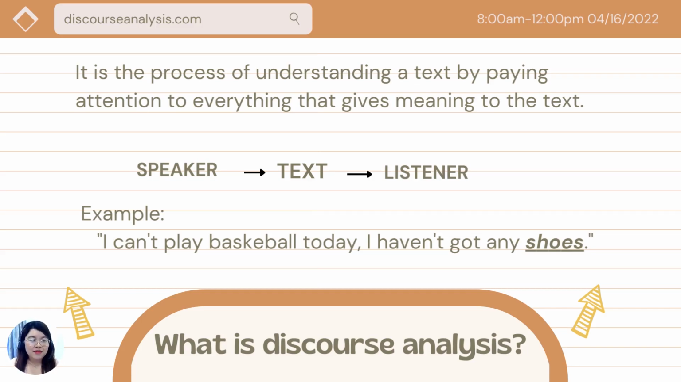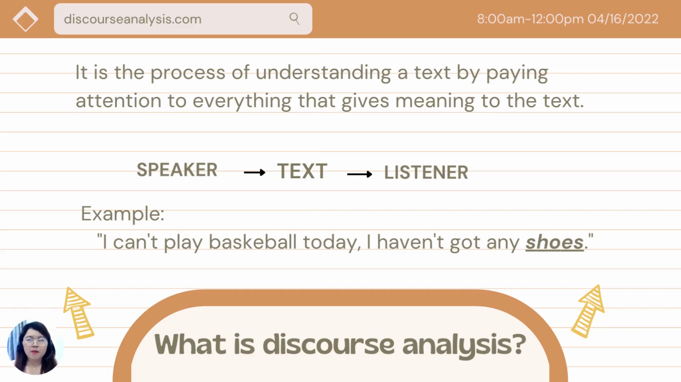Now there is an example there. I am going to read it to you. I can't play basketball today. I haven't got any shoes. Now, this sentence certainly does not mean that the teenager has no shoes whatsoever in the closet. The pattern of the sentence shows that the shoes means athletic shoes. He can't play basketball because he doesn't have a pair of athletic shoes.